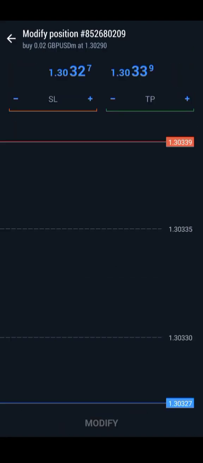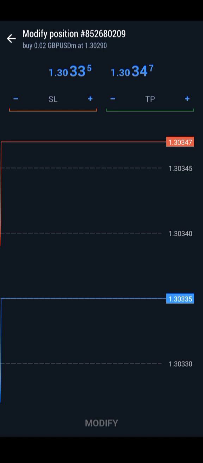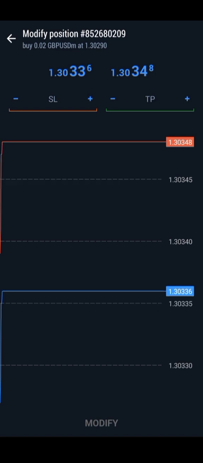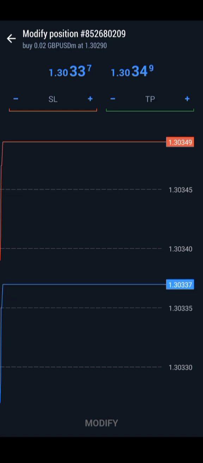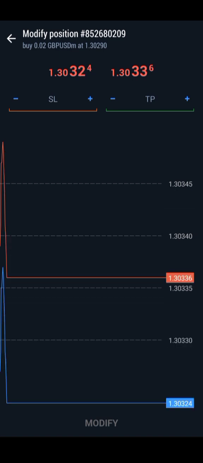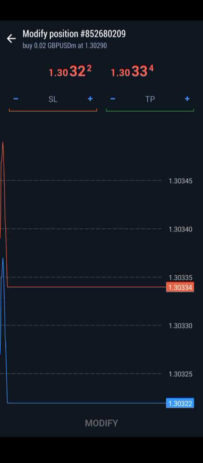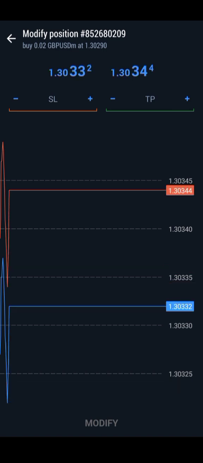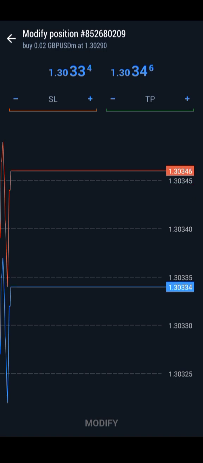If you enter a trade and you have not put your stop loss, remember I said that risk management is very, very important in trading. Always note it, risk management. Pay more attention to your risk management than even your strategy. Know how much you are actually risking in your account.